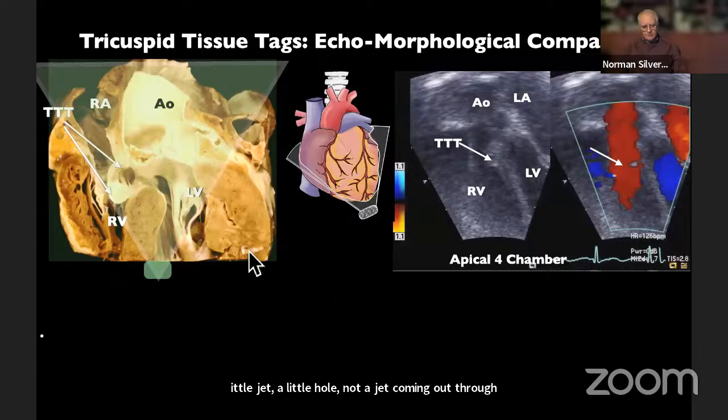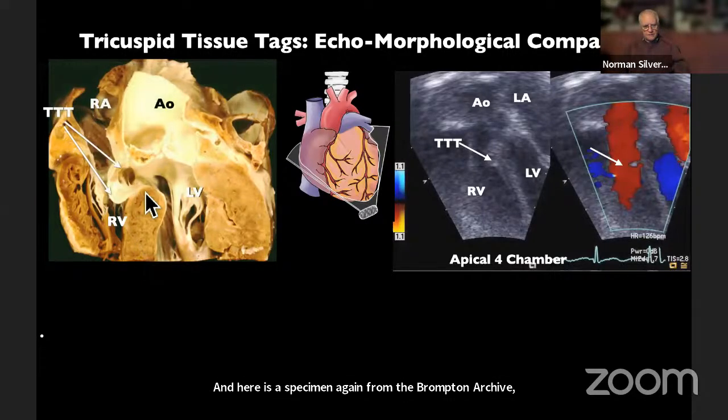And here is a specimen, again, from the Brompton archive from Professor Anderson's group, showing a 4-chamber cut. And here you can see this man also died from calcific aortic stenosis, and his heart was retained in the Brompton archive. And you can see the calcification that occurs in later life as part of a calcific aortic stenosis. Here's his left coronary artery.